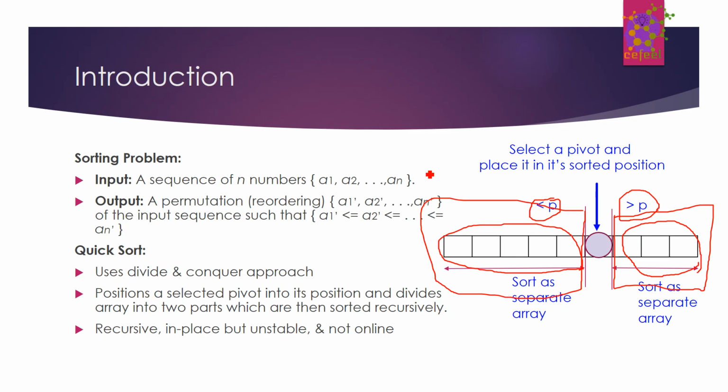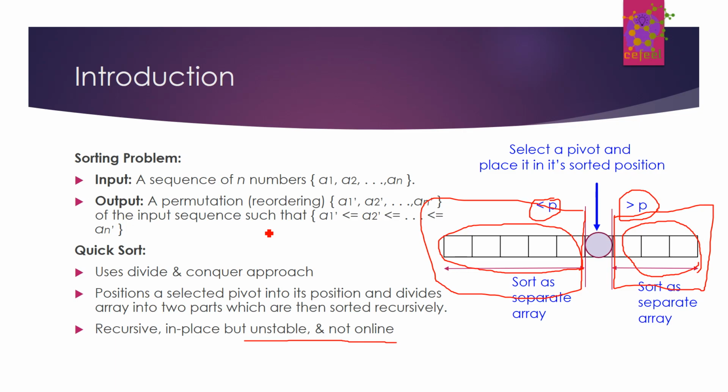But the algorithm is unstable. So if we have two elements in the array whose values are the same, the order of those same elements may not be the same in the final output array. And finally, it's not online, which means it cannot operate on streaming elements. So it needs to see the entire array before doing the sorting, or before applying the algorithm.